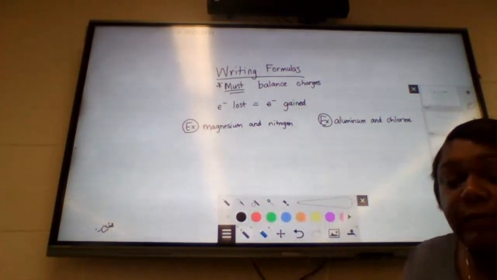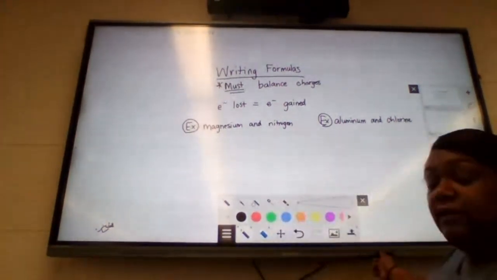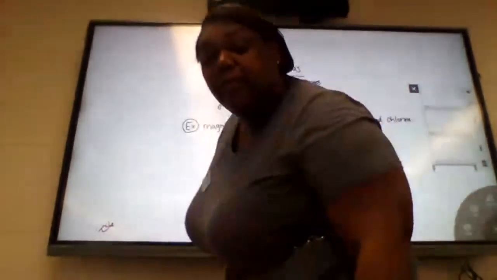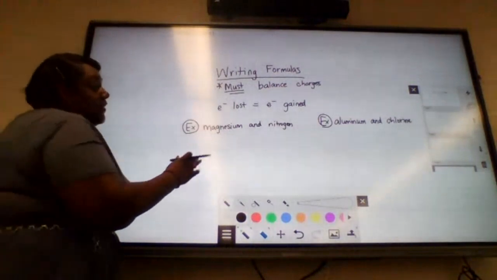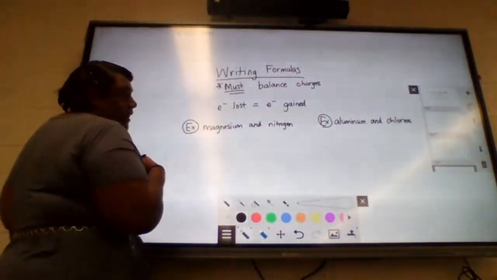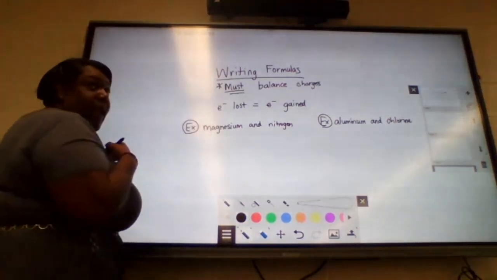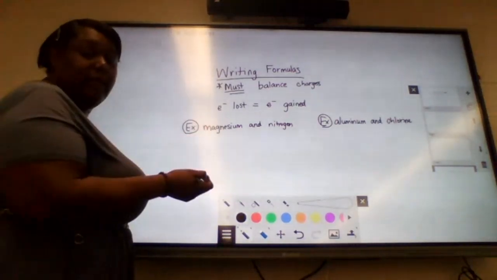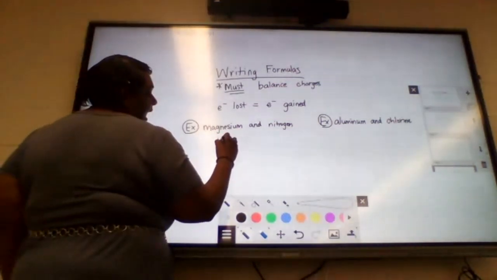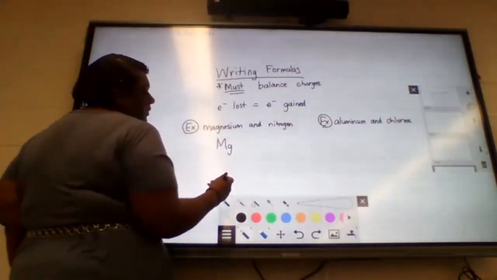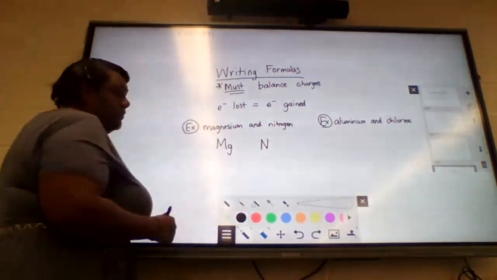So I've got two examples of problems that I'd like to do here. The very first thing we need to do to solve these problems is to determine what is the symbol for each of the atoms that we have in this compound. And so we know with magnesium, if we go to the periodic table and look for magnesium, the symbol is capital M, lowercase g. And for nitrogen, that symbol is capital N.